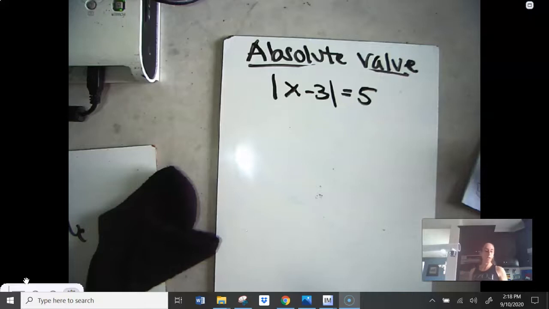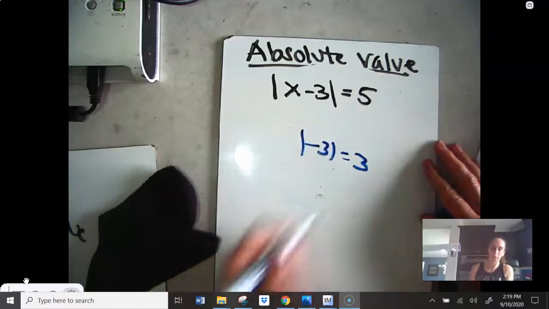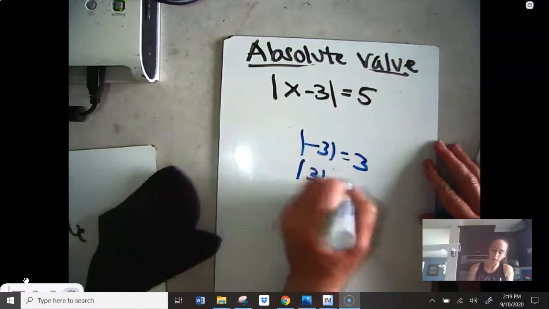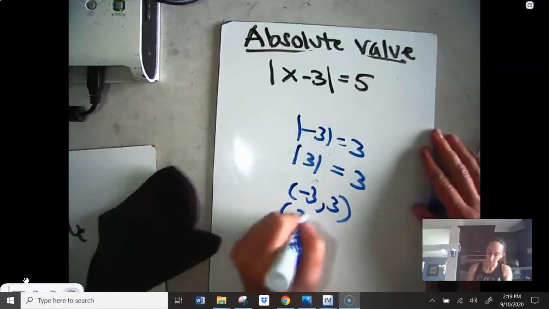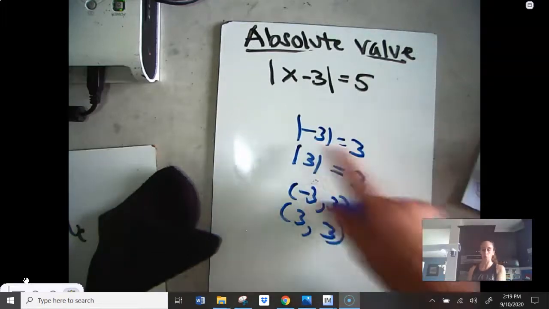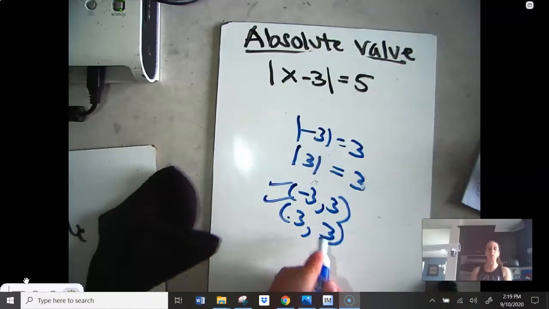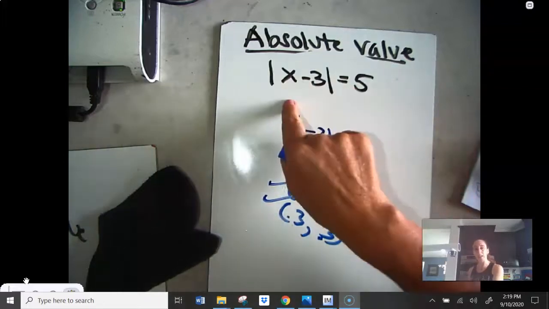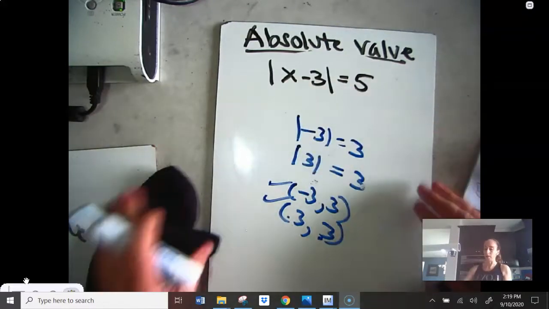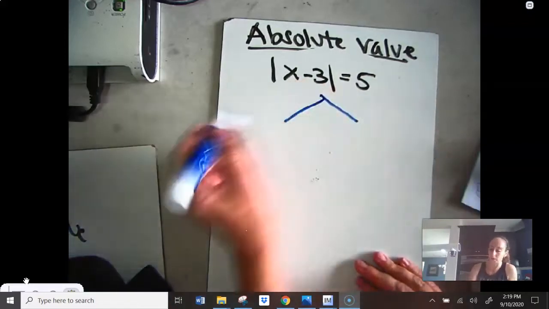Okay? If I have the absolute value of x minus 3 equals 5, I know that the absolute value of negative 3 is 3, the absolute value of positive 3 is 3, that means I actually have two answers that could give me this. So I want to know what two numbers for x could give me that. Now some of you go, what? Okay, you'll memorize that absolute value means you have two answers.